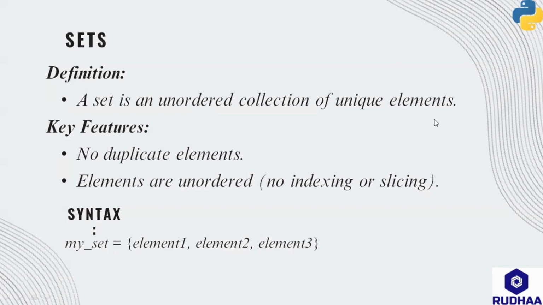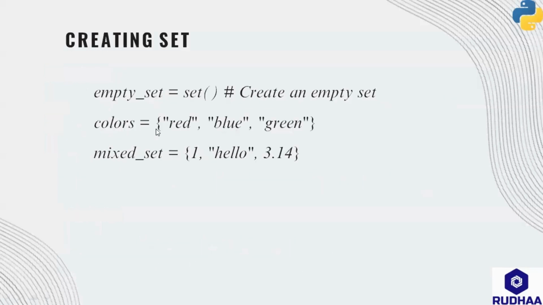Unique means all the elements are unique. There is no duplication or repetition. The syntax is like this: my set equal to curly braces with elements 1, 2, 3. Creating a set is similar to creating a list. Empty set equal to set of, and colors is equal to curly braces. Since all are strings, we can use double quotes. A mixed set is also possible. Here there is no index or position. It is an unordered set.